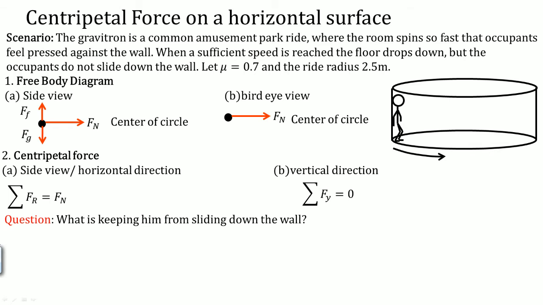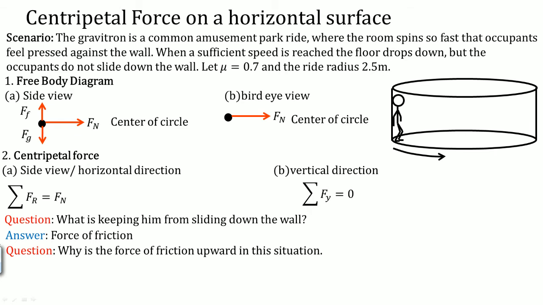Question: what is keeping him from sliding down the wall? It is the force of friction. What's trying to push him down would be force gravity. The equal and opposite force in the vertical direction that balances force gravity is the force of friction.